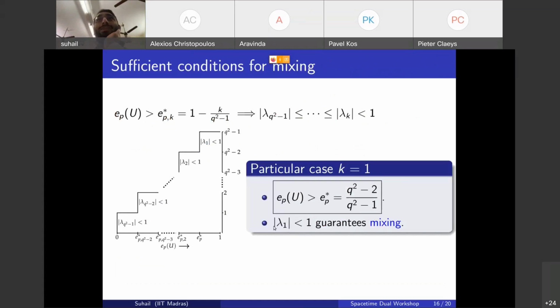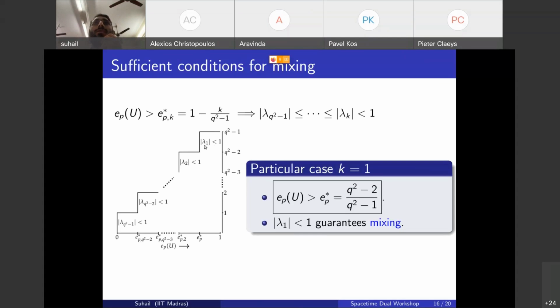And one can actually define a hierarchy in terms of entangling powers, for which one is guaranteed to get q square minus k modes if the entangling power is given by this. So if the entangling power is greater than 1 minus k divided by q square minus 1, then you are guaranteed that these q square minus k modes will be less than 1, and will decay, which is shown in this picture. Up to here, lambda q square minus 1 is less than 1. Up to here, q square minus 2 is less than 1, and there's a hierarchy.